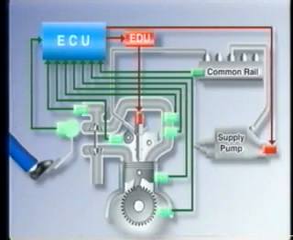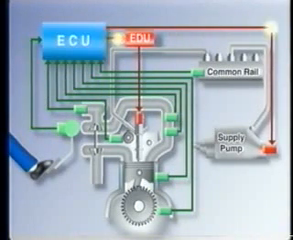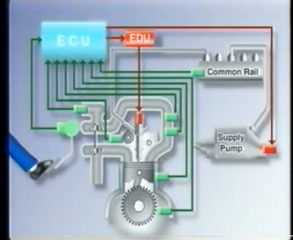Thus, according to the signals received from the sensors, such as those of the accelerator pedal or the engine, the ECU controls the SCV in order to regulate the fuel pressure that is needed for the particular driving condition. Then, the resulting pressure is fed back to the ECU by the fuel pressure sensor in the rail.